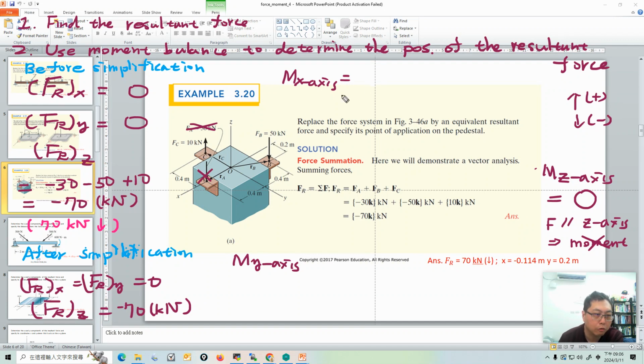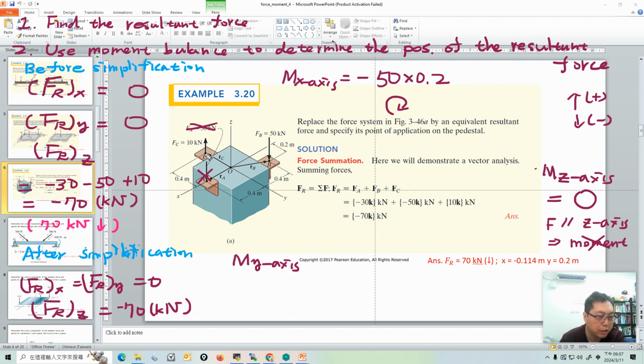Force B, let's start with it. The magnitude is 50. And what is the lever arm? Be careful, we are calculating the moment with respect to the x-axis, so the lever arm is here, 0.2. In the scalar formula for moment, you only need the magnitude and lever arm, and then you determine whether it's clockwise or counterclockwise, which gives a positive or negative sign. Here force B is pointing downward, and the rotation axis is here, so this will create a clockwise rotation. Clockwise rotation will be negative.